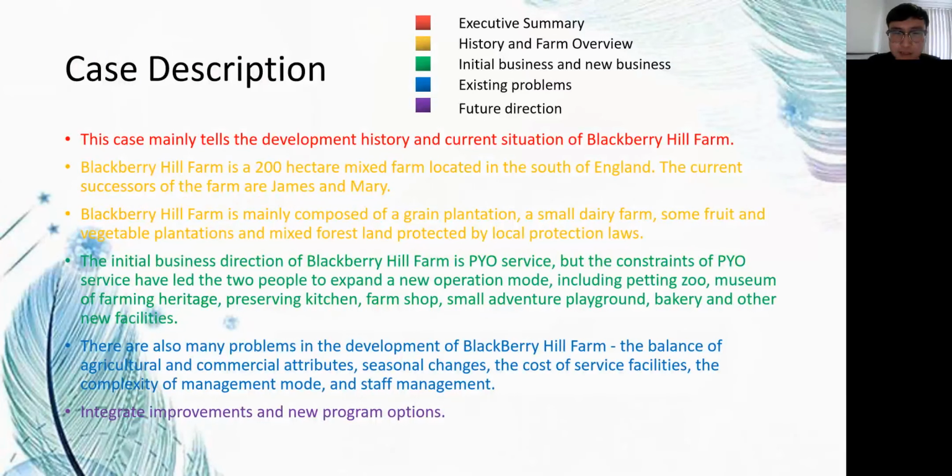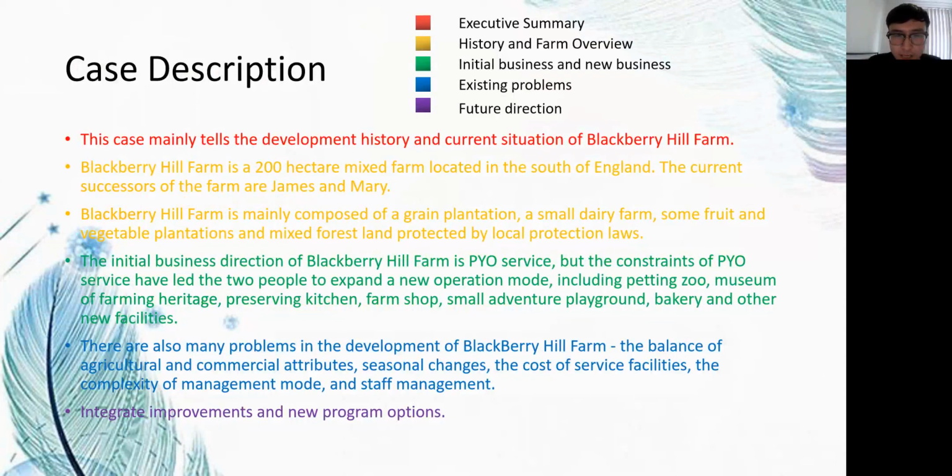The first is the case mainly tells the development history and current situation of Blackberry Hill Farm. The second is Blackberry Hill Farm is a 200-hectare mixed farm located in the south of England. The current successors of the farm are James and Mary. Blackberry Hill Farm is mainly composed of a grain plantation, a small dairy farm, some fruit and vegetable plantings, and mixed forest land protected by local protection laws.